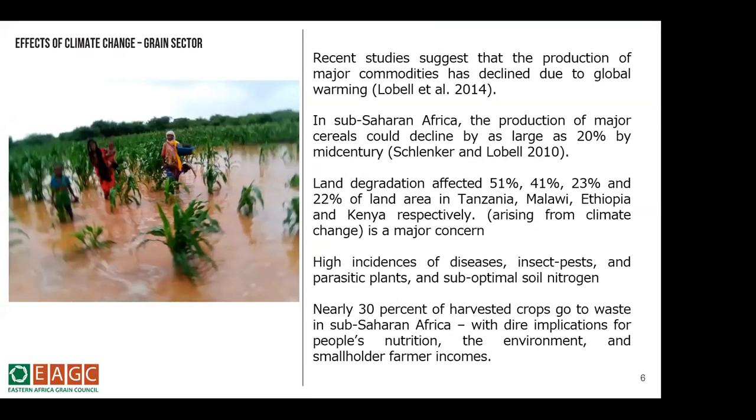As you can see, the effects of climate change are that there's a decline in production due to global warming. In sub-Saharan Africa, production has declined by almost 20%, which is for us a very big deal because it's the main food for most of the citizens. Land degradation has also affected almost 50% in most of the countries, looking at Tanzania, Malawi, Kenya, among others. We have high incidences of disease, pests, and parasitic plants as well. And nearly 30% of the harvested crop goes to waste, because by the time you harvest currently, it's already raining, and therefore post-harvest issues become quite critical.